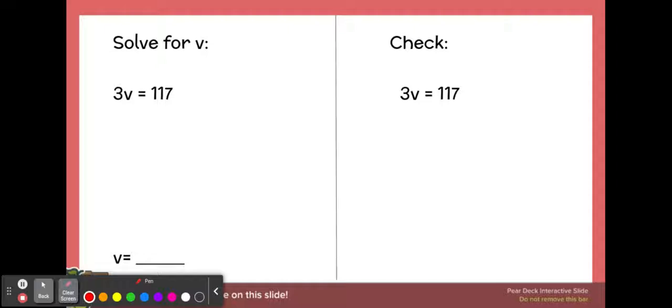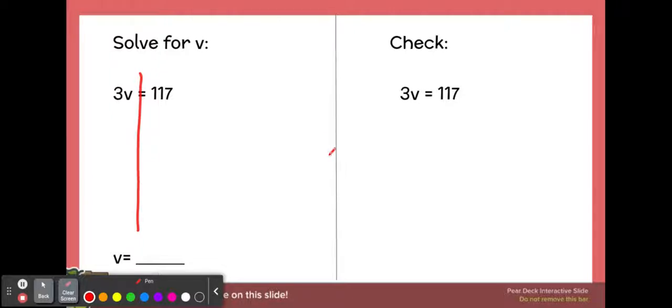In this video, we're going to continue with one-step operations, but this time with multiplication and division. It's going to work the same way as the last video with the addition and subtraction. You're still going to split the equation into two sides. So this side, 3 times v, is going to equal this side, 117.